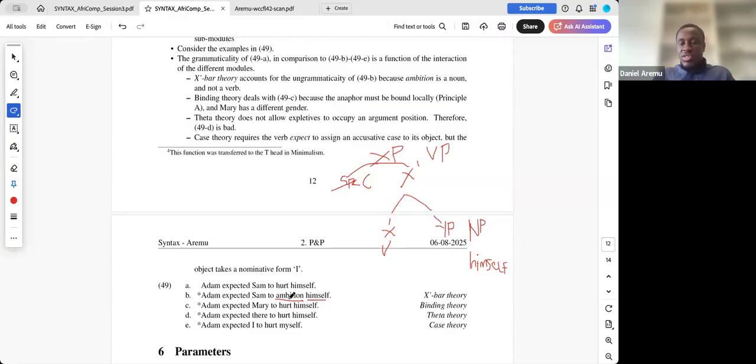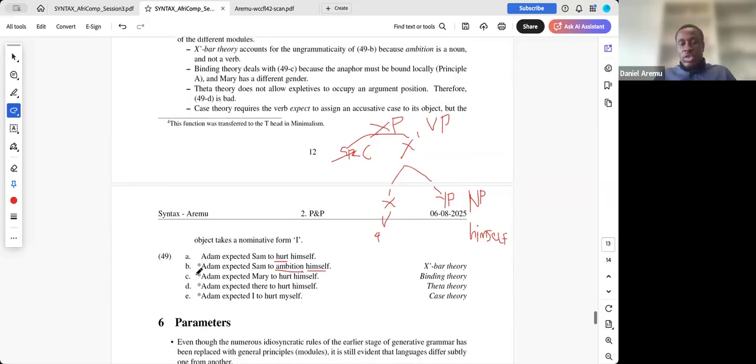But we know that ambition is not a verb. So if we cannot have ambition here, it has to be a verb. And that is why 49a is fine, because hurt is a verb. So X-bar theory explains why 49b is bad, because ambition as a noun cannot select for an NP. It's a verb that selects an NP. So X-bar theory explains why 49b is ungrammatical.